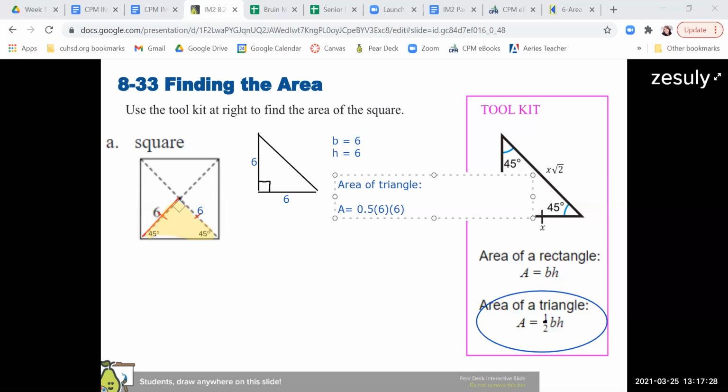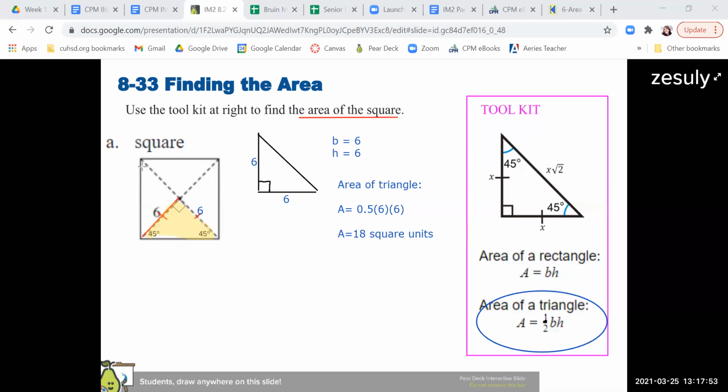And then calculate it out. So this is A equals 0.5 times 6 is 3 times 6 is 18. So we have 18 square units for the triangle. But we're not done, because remember, the whole problem was not asking us for the area of the triangle, it was asking us the area of the square.